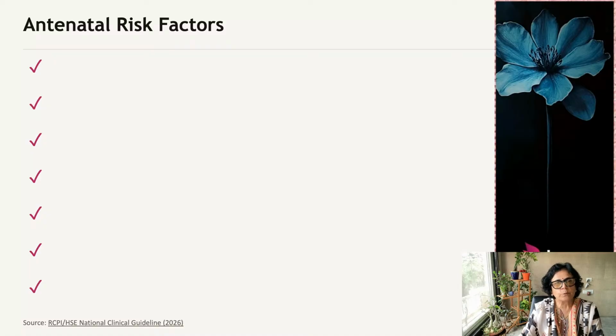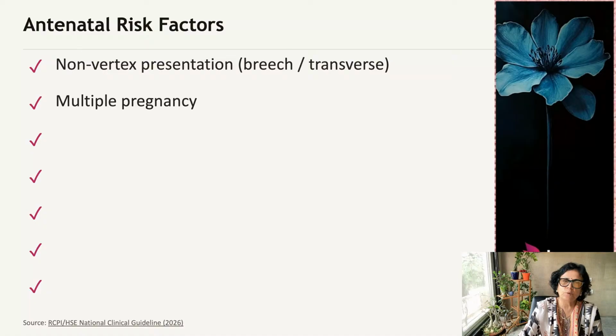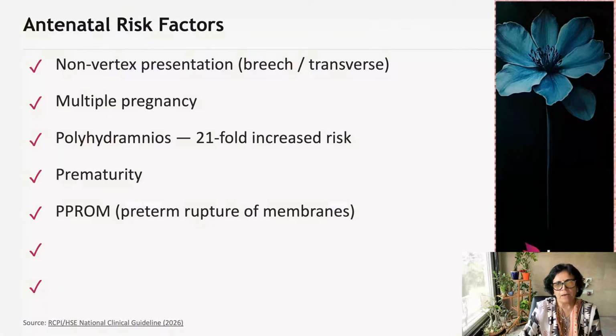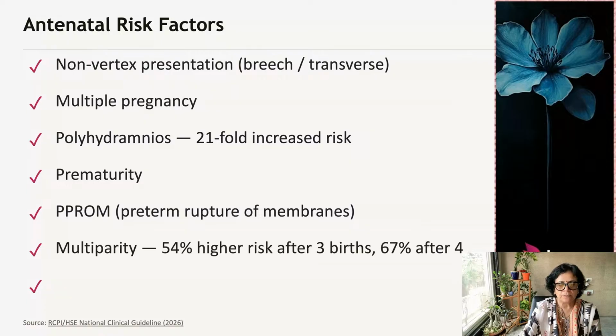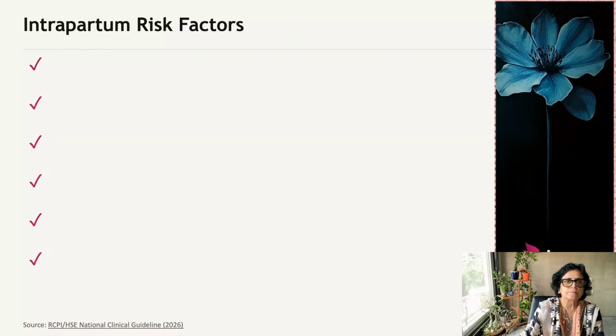These are the antenatal risk factors, which are very, very important and responsible for cord prolapse. First is non-vertex presentation, like breech and transverse. Then small gestational age and multiple pregnancies, polyhydramnios with a 21-fold increased risk, prematurity, PPROM, the preterm rupture of the membranes, and multiparity, with a 54% higher risk after the third birth and 67% after the fourth birth. Fetal congenital anomalies causing malpresentation.